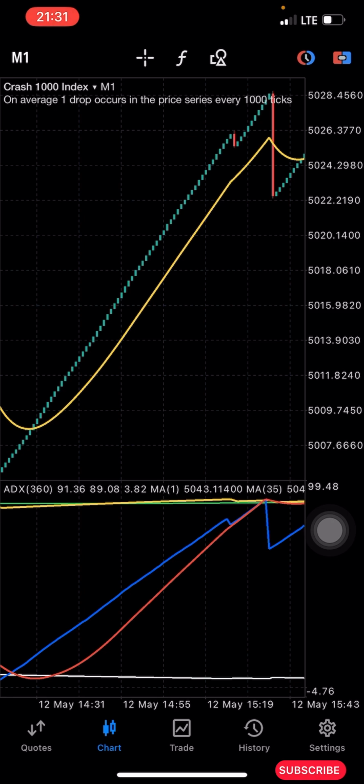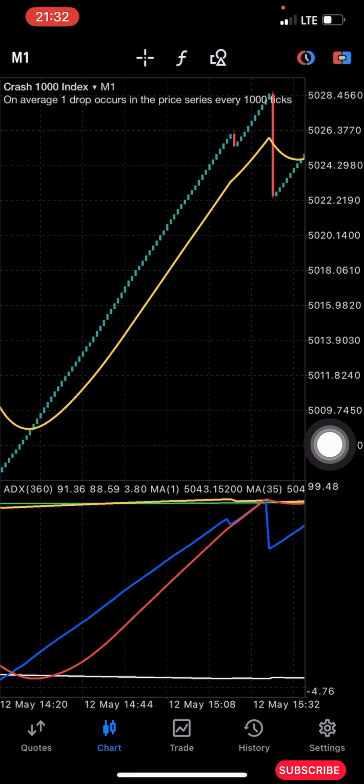Now how does this particular strategy work? It's a very simple strategy to understand once you follow some conditions. Now the first condition is that you want to allow price to get to the overbought level.